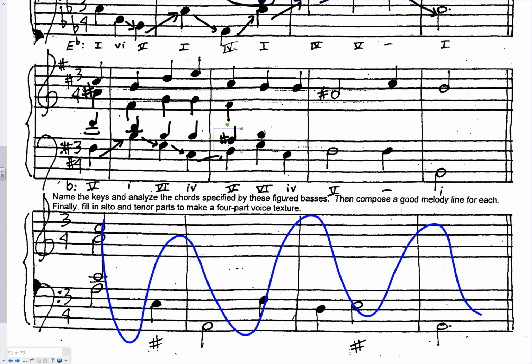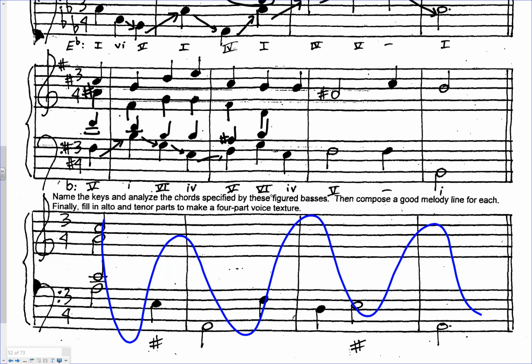And I just doubled the 3rd, right there, which is the B natural. The sopranos are singing it and the tenors. And then the altos can sing this D, no problem.